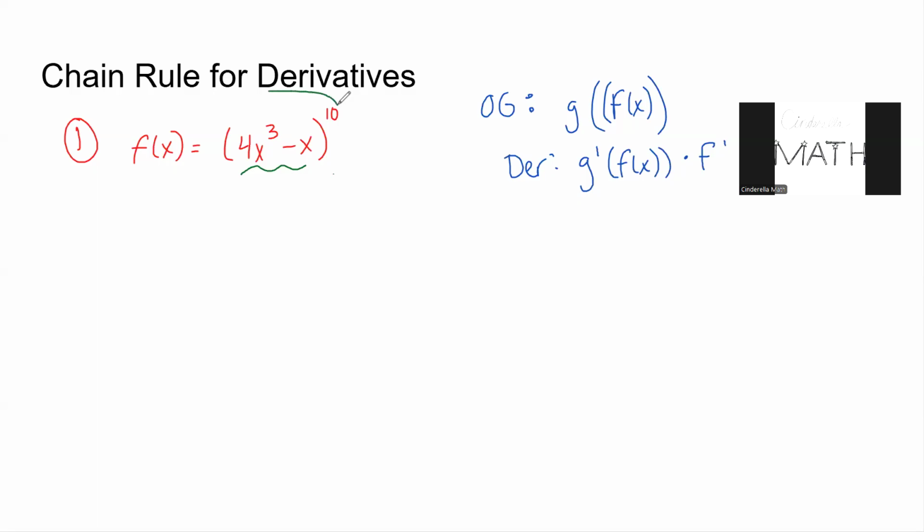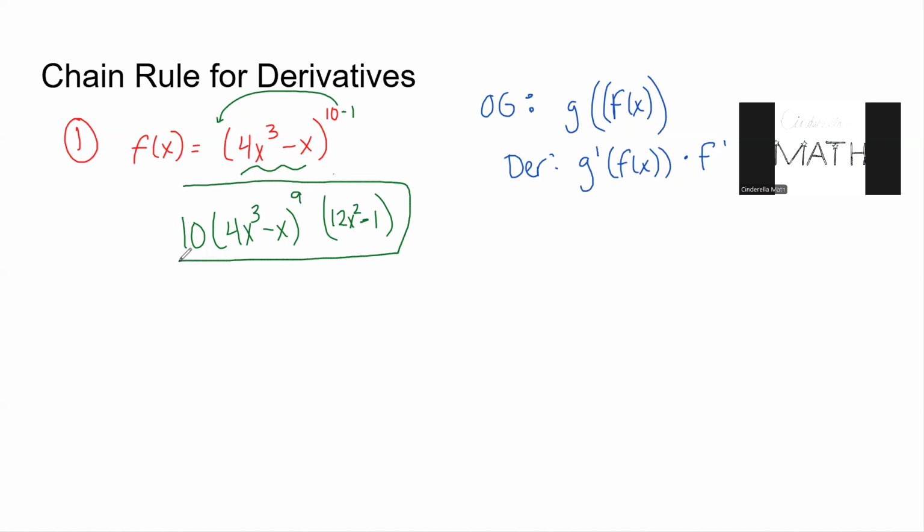Okay, so let's do that again. We're going to drop this down as we normally would. Keep the inside garbage the exact same. Subtract 1 as we normally would. Times the derivative of the inside, using power rule, would be 12x squared minus 1. And then if you can make it any prettier, we would, but that doesn't go any prettier. That's fine. Just leave it like that.